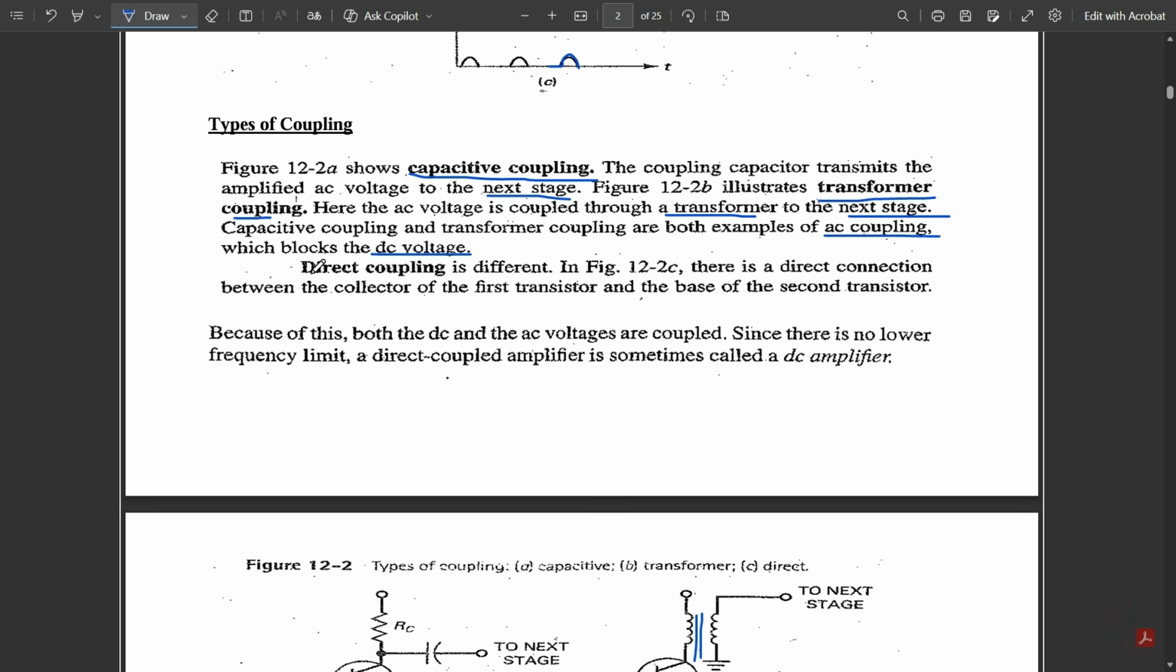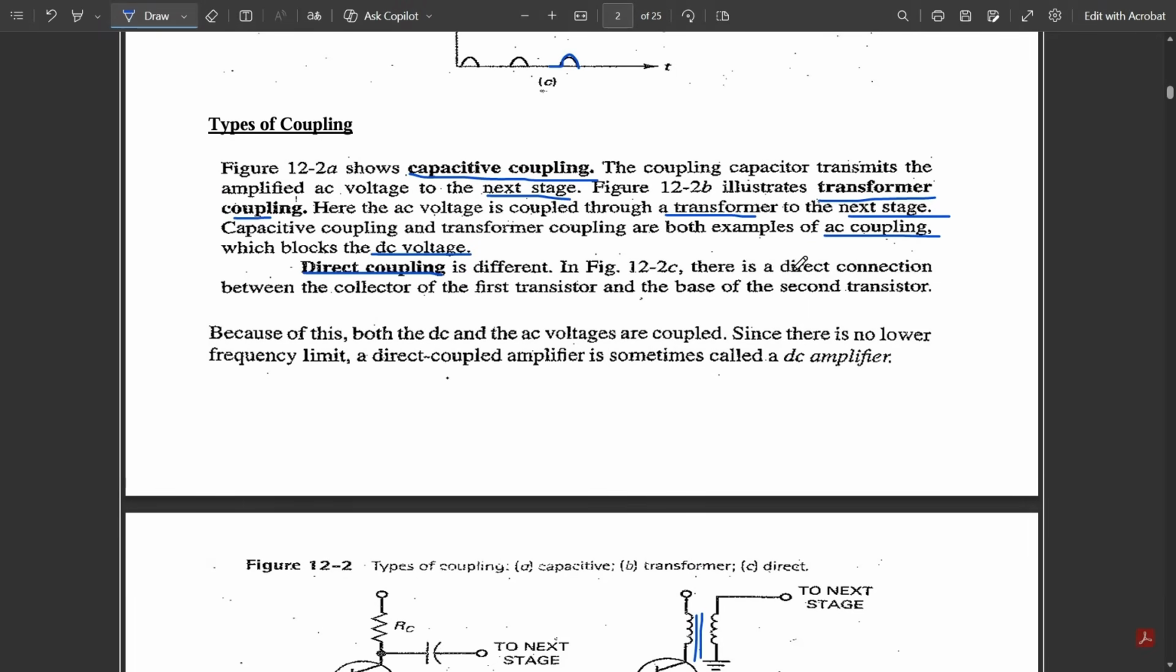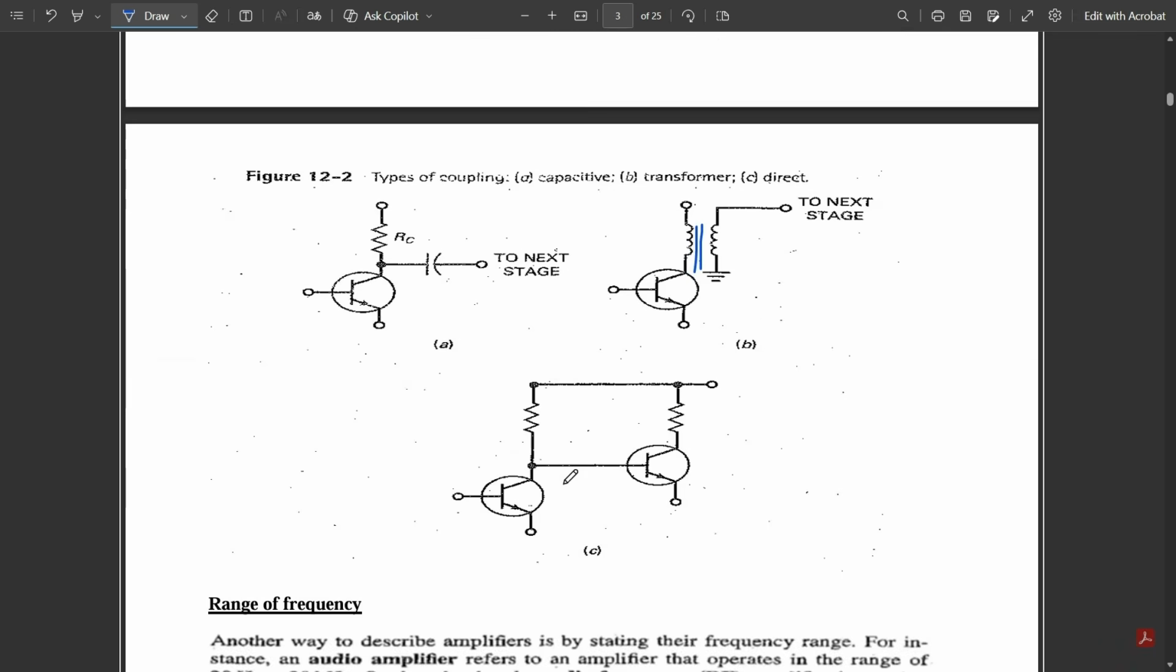Okay, now one more is direct coupling. Direct coupling is different. In this figure 12.2c, this is the direct coupling here. There is a direct connection between the collector of the first transistor and the base of the second transistor. Okay, so since there is a direct connection here, this is the collector and the base connection. We are using two transistors, and like this the direct coupling is made, with the collector resistors. For these two transistors we are getting the VCC voltage, and this kind of coupling is called direct coupling.